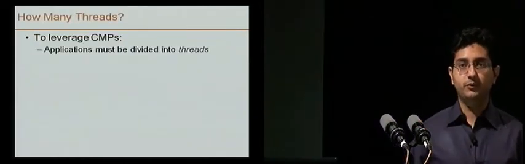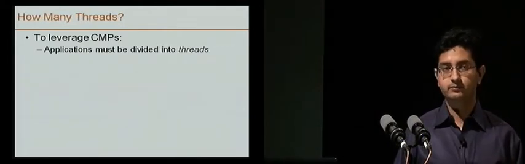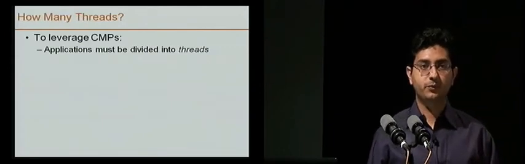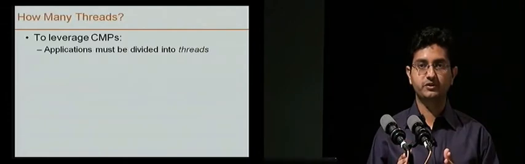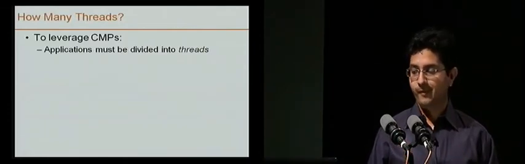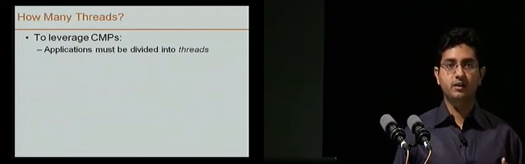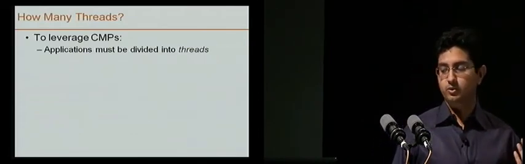So to improve the performance of a single application using multiple cores, the application must be divided into threads. Threads improve performance by splitting the work to be done in multiple portions and executing them simultaneously on multiple cores. With the number of cores increasing, an important question is, how many threads shall we execute simultaneously?